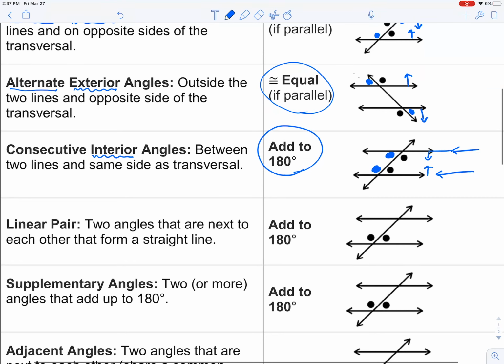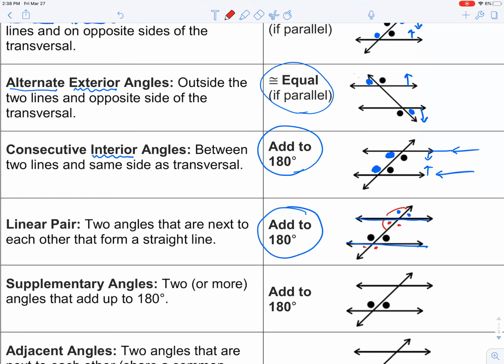A linear pair. Now a linear pair, you don't necessarily need these two lines to be parallel. Really what a linear pair means is that they're just two angles that are right next to each other and they form a straight line. So naturally then, if they form a straight line, they add to 180 degrees. There are many sets of linear pair on our example here. These two blue dots, that is a linear pair. Here's another pair. And then actually this and this angle also form a linear pair. And then we've got several more down below here.